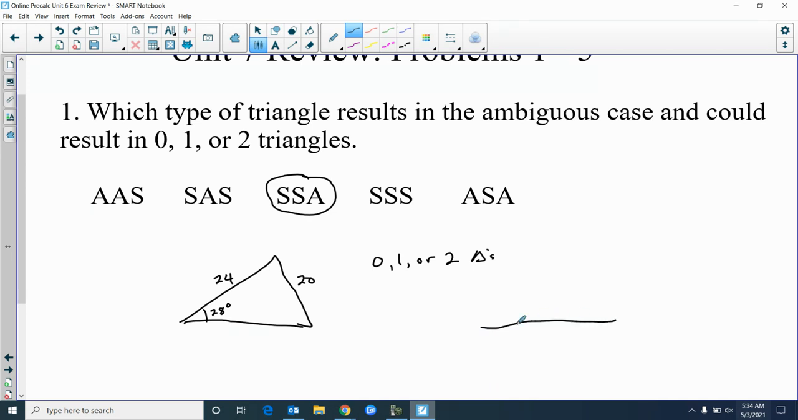Side-angle-side looks like this. This would be, let's say, 24, and then this is 28. If it's side-angle-side, then I would need to know that. So that is side-angle-side, and that has 1 triangle only. Okay, so like we said, this is side-side-angle.